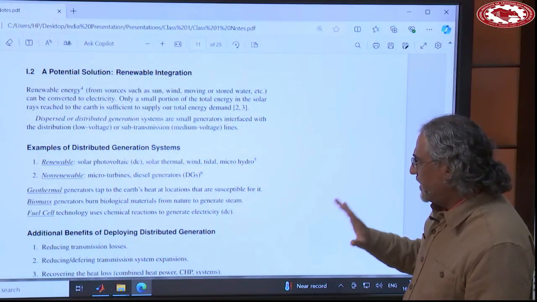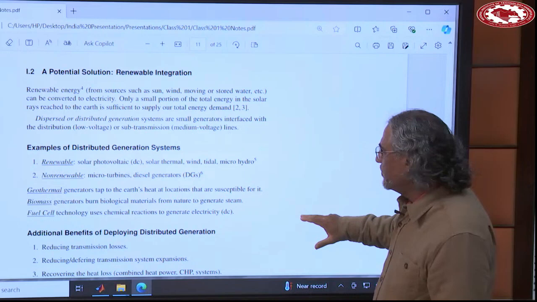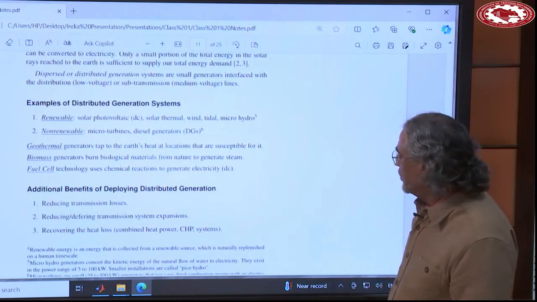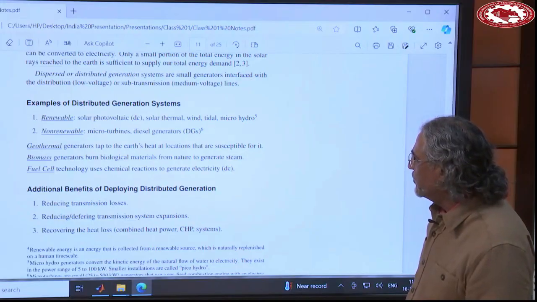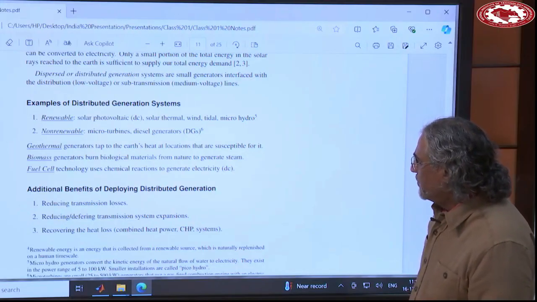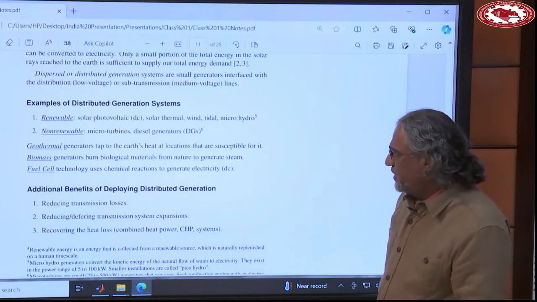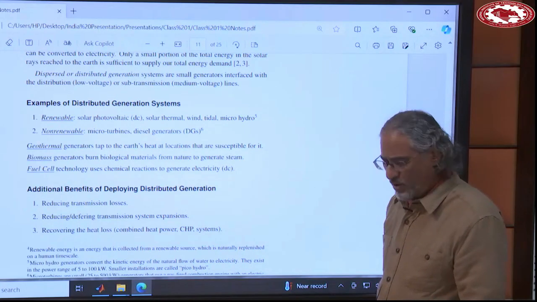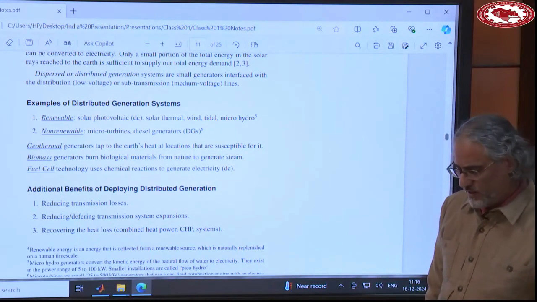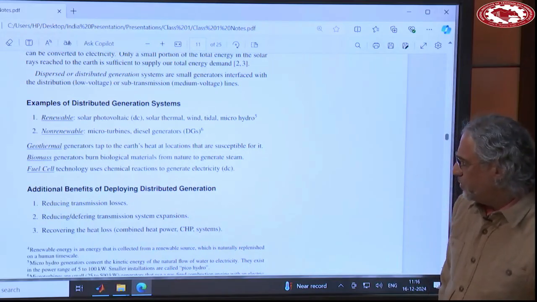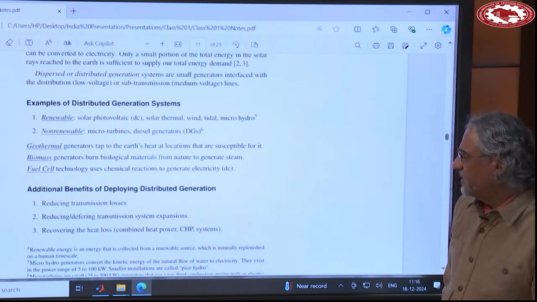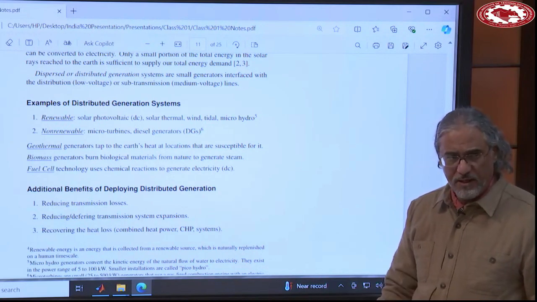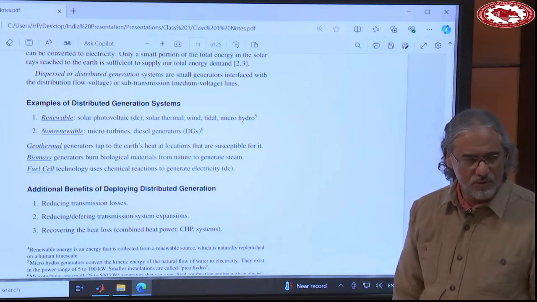But saying it is very easy. We'll see the problems that we will have. But before going to the problems, let me give you some examples. Keep in mind that the term distributed energy system or distributed generation doesn't necessarily mean renewable. It could be renewable or non-renewable. Distributed or dispersed means it's small and it's distributed across the distribution system.